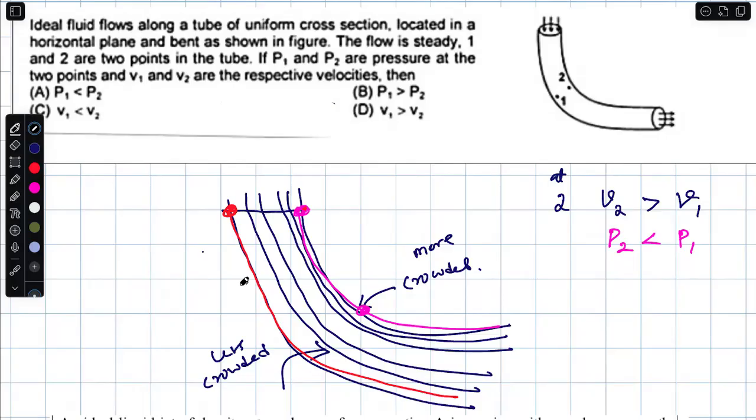All are straight. Horizontally, when you hold a broomstick, all the strands are straight. Now you twist it, bend it. What happens? When you bend it, the ones close to the center are more crowded. The ones which are far are less crowded.